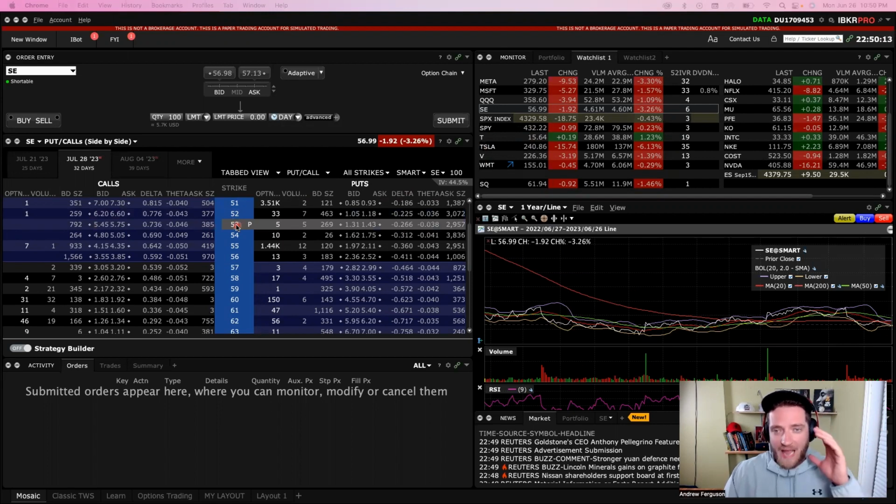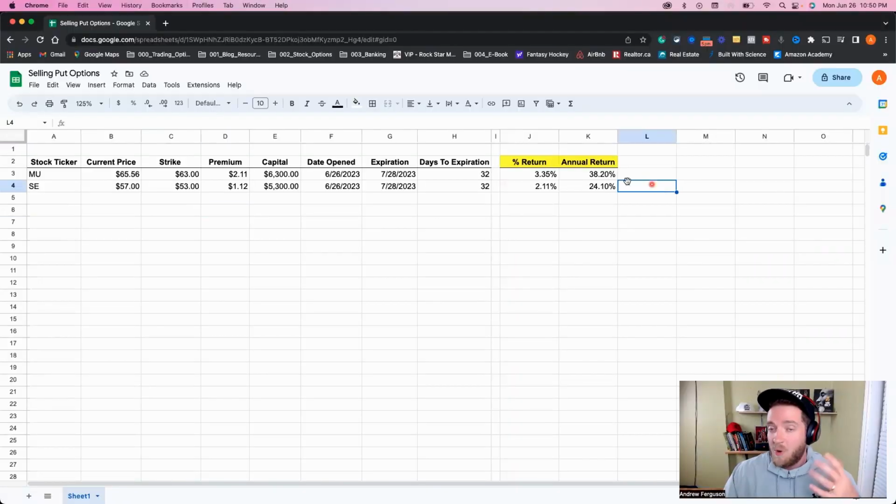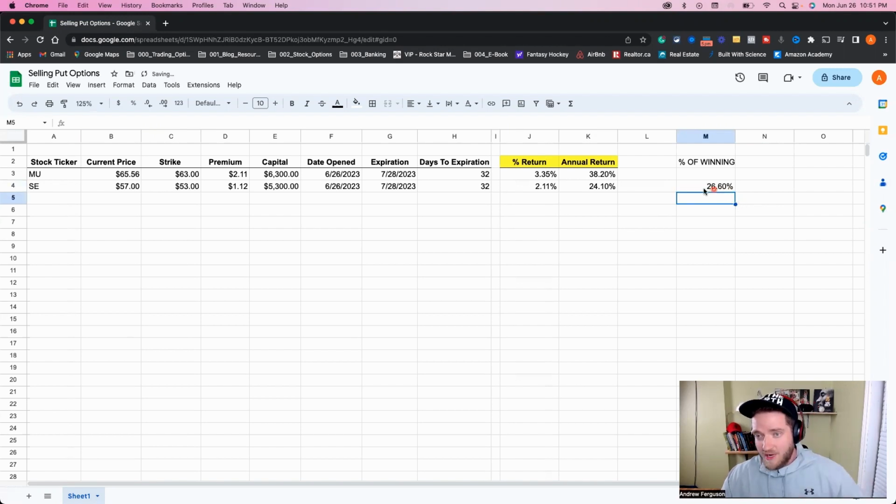So it's saying that SE's current stock price at $56.99, there is a 26.6% chance right now in time that it's going to drop below 53, meaning there is a 26.6% chance you're going to have to buy 100 shares of C Limited. So I can even put another tab here on my chart and go percentage of winning. And if there's a 26.6% chance of losing this trade, if I just go equals 1 minus 0.266, it means there's a 73.4% chance of winning this trade.